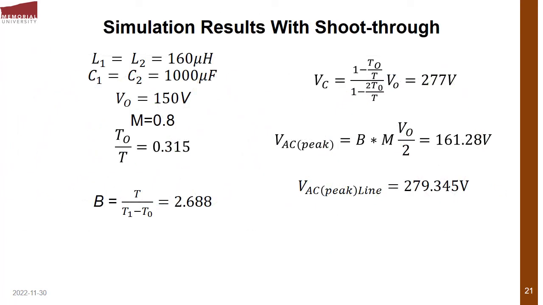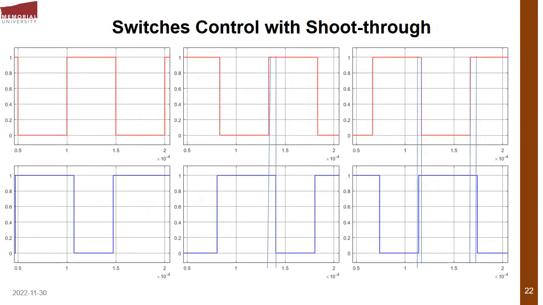Then for the simulation with shoot-through, we decided to maintain all values except that our shoot-through factor is now 0.315. With that, we get the boost factor to be 2.688. The capacitor voltage changed from 150 to 277, and our output AC peaked at 161. Our line also peaked at 279. This is the control sequence for the switches, and we realize the shoot-through, as illustrated by the faint blue lines, where the upper switch is on and the lower switch is also on, but for a period.